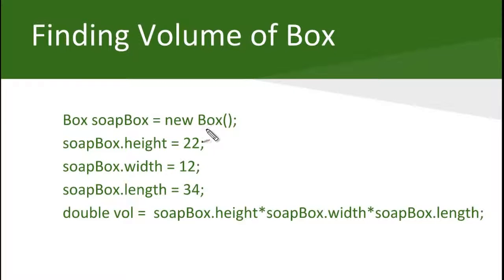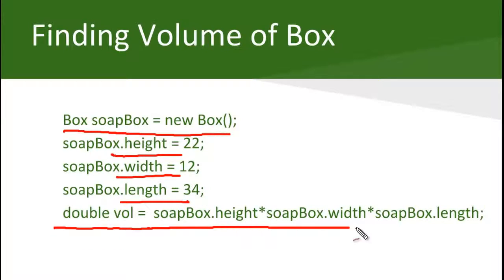Let's have a quick look at an example where we find the volume of the box. This is where we created an object and soapbox is referring to that object. Now we specify the height, width and length of the soapbox. And once we define the height, width and length, we multiply those three and find the volume. Just remember that each instance variable is accessed using the dot operator.